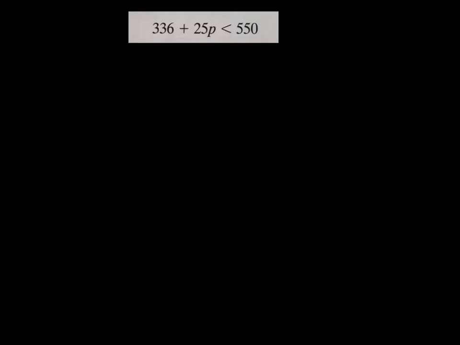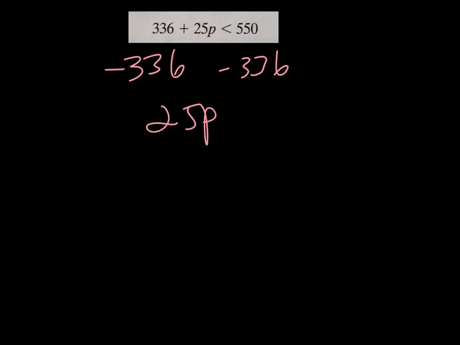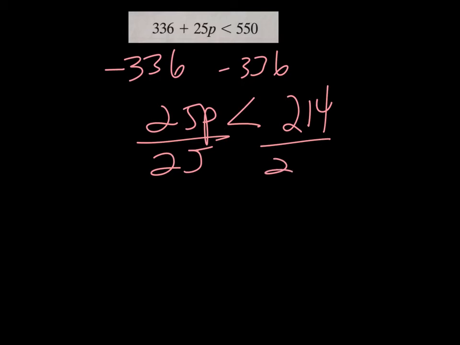So here we're going to obviously subtract off our 336 from both sides, and we get 25p is less than 214. Now we're going to divide off our 25. It's a 5 over here, I promise. And we get p is less than, let's see, that's a decimal, I think, right? 8.56.